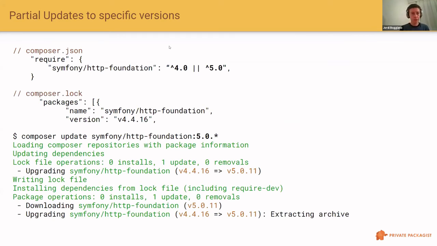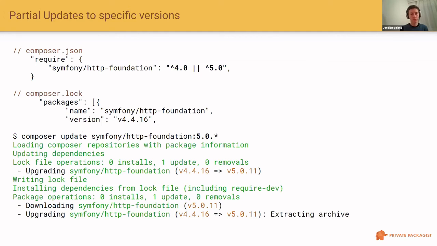Another feature is partial updates with a temporary constraint. If we're looking at something like this, where in the composer JSON you require any version 4 or 5, and then in the lock file you have 4.4.16. But then if you run composer update with Symfony HTTP Foundation, you would get bumped to like 5.2-something at this point. And that might be just too much, and you want to try with 5.0.